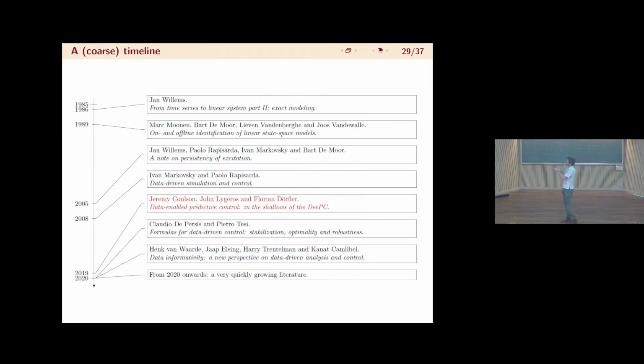That was a paper by Markowski and Rapizarda. Actually, that was used in a follow-up paper that came much later in 2019 in a predictive control setting. So the idea is to solve a receding horizon control problem, where at every time step you repeat to solve this finite horizon tracking problem.